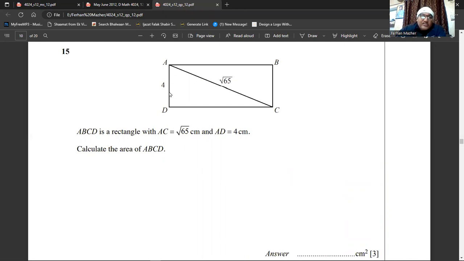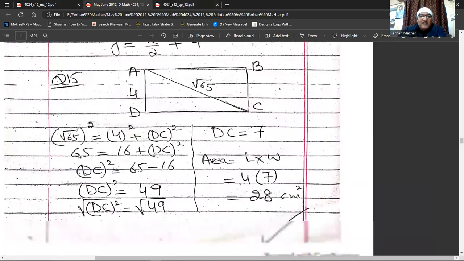It's a rectangle, so this angle is 90. This is a right angle triangle. I know the hypotenuse. I know the perpendicular. I will find out the base by applying the Pythagoras theorem. Once I know the base, then I can calculate the area of this rectangle. That will be the length multiplied by the width. That's the strategy. 3 marks question.